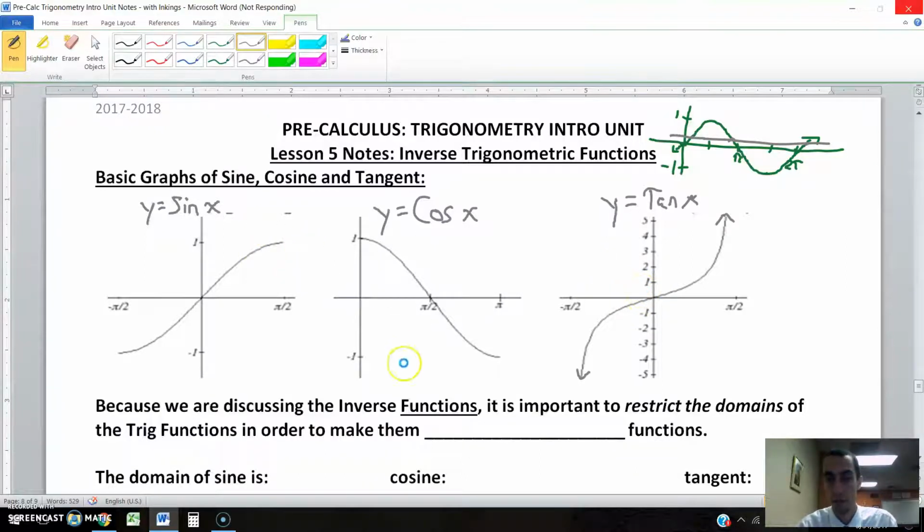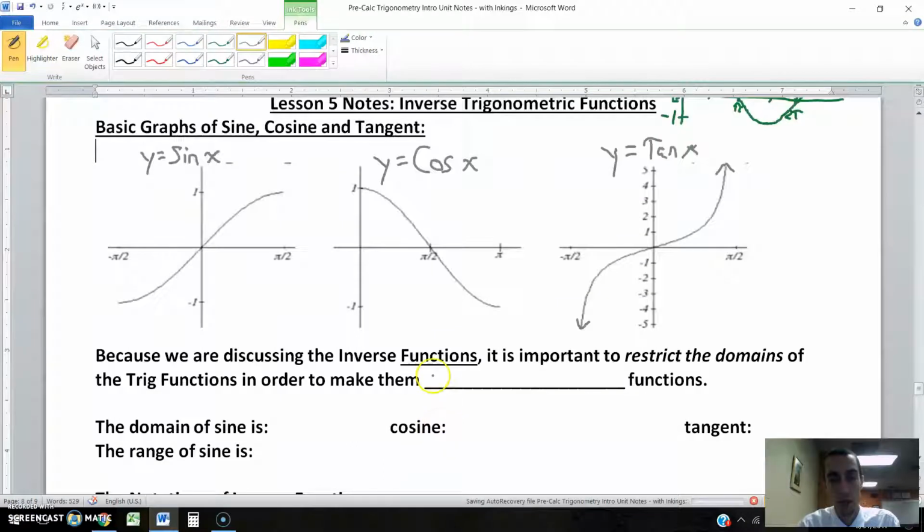And so, my computer is thinking, and there we go, it moved. So it's important to restrict these domains in order to make them one-to-one functions.